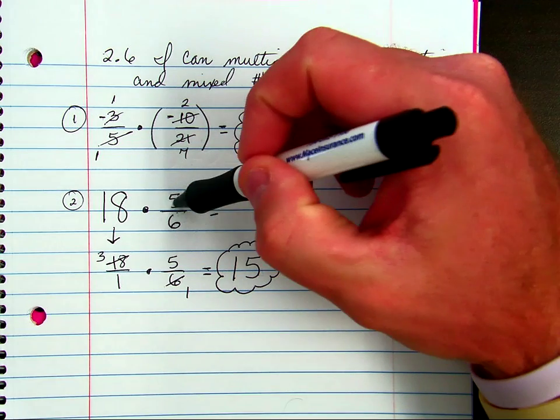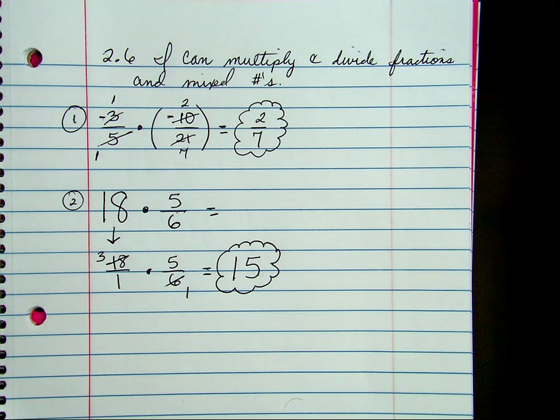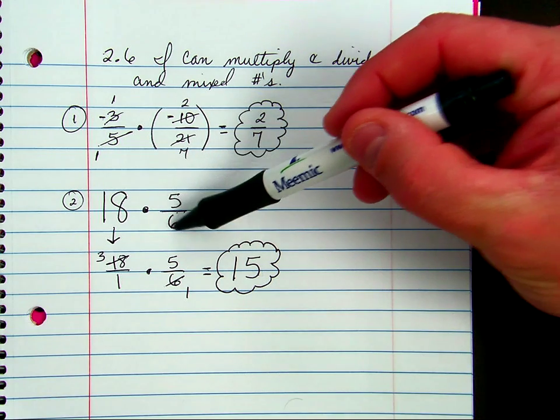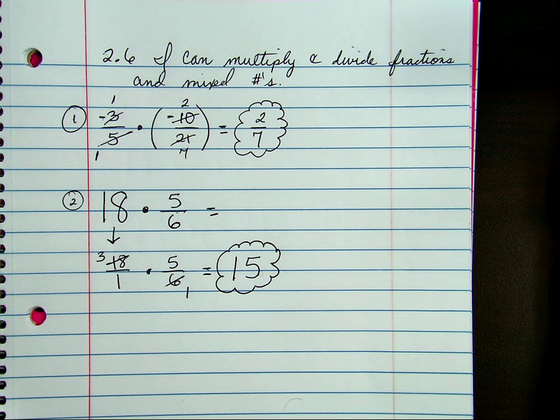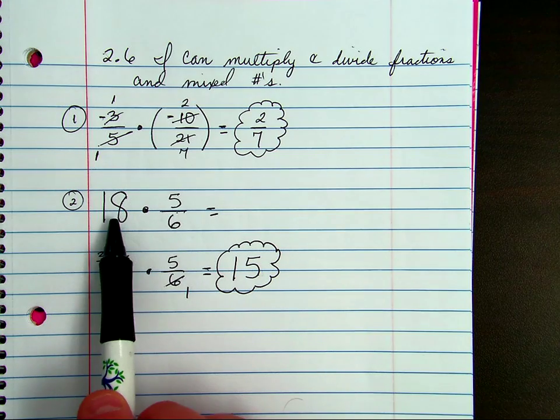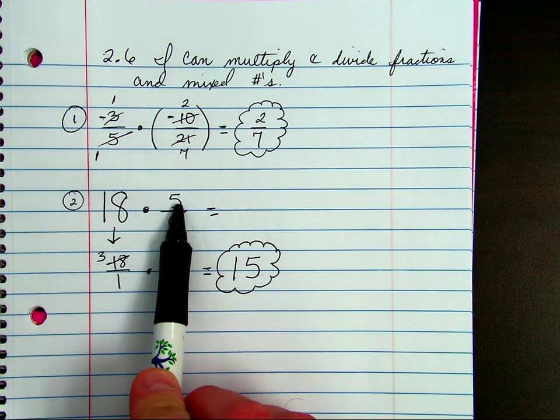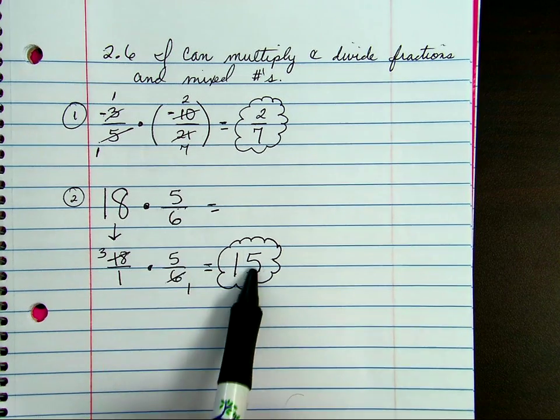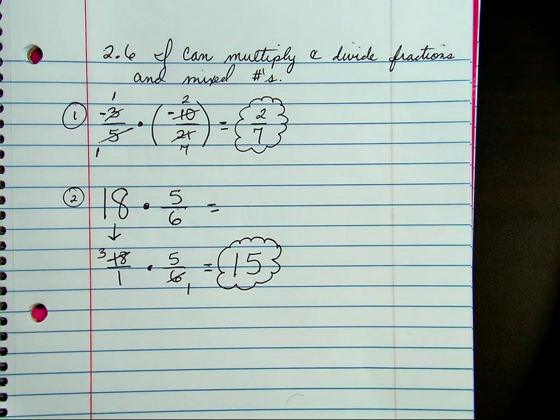It's because a fraction is a division problem. And you're technically dividing. This is 5 divided by 6. You're not multiplying, you're dividing. We would do 18 times 5, which is 90. 90 divided by 6 is 15. It's a division problem.